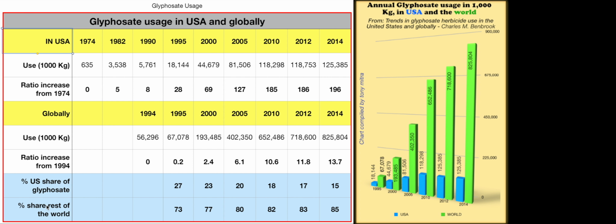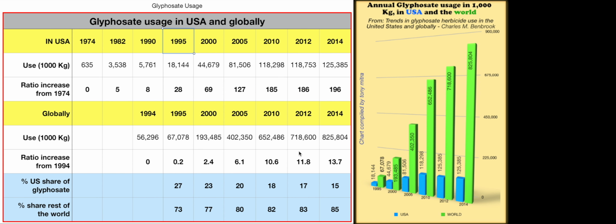Now, the global figure, the second one, is available only from 1994 onwards. And if you see the vertical columns, you'll see that this one doesn't match. This figure is 1990 and this is 1994. But here onwards, 95, 2000, 2005 and all, they all match. So therefore, the ratios of US use and global use could be charted from this column onward.